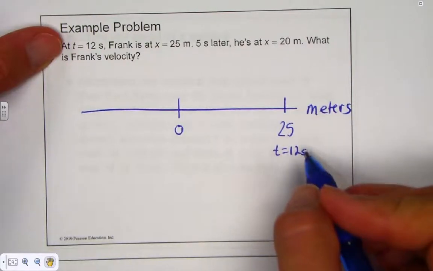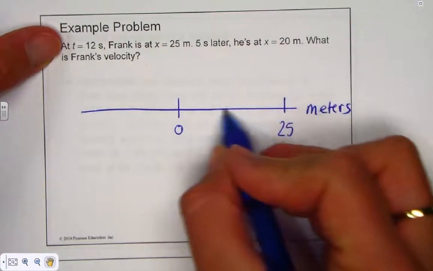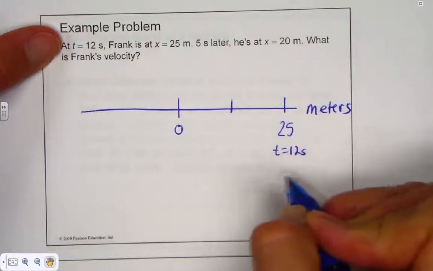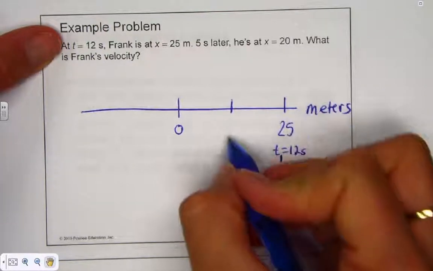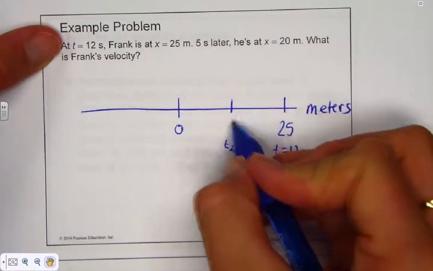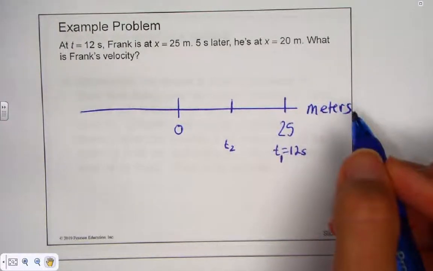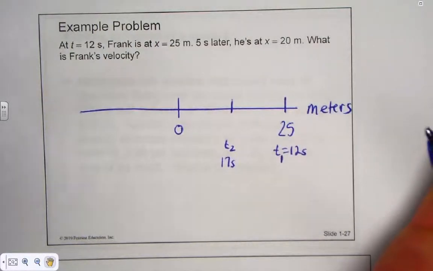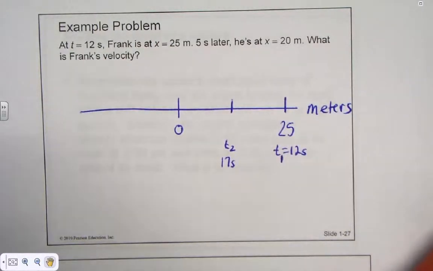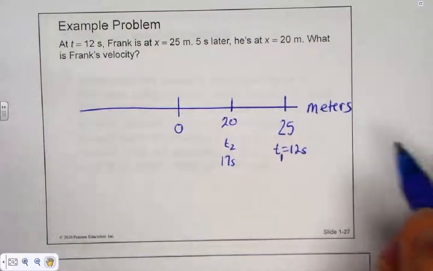5 seconds later, time has gone by, and he's gone now to point 20 meters on the x-axis. So time 1, or initial, is 12 seconds. Time 2, we can see 5 seconds later, and you can think about 5 seconds later would be 17 seconds. 17 seconds would be 5 seconds later than when we started, and now we're at a distance of 20.